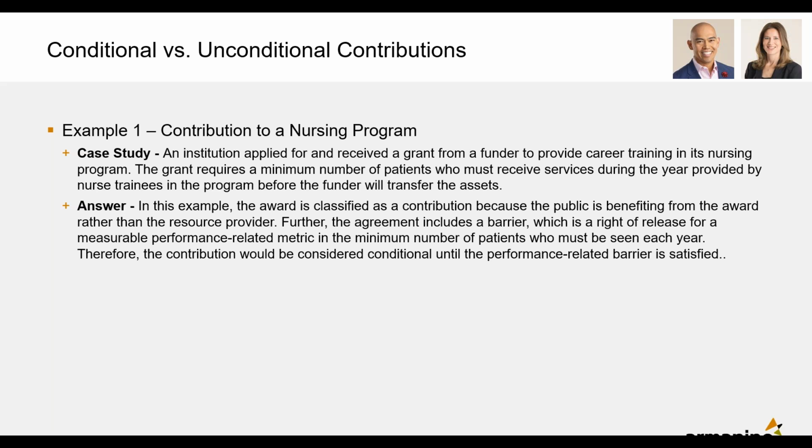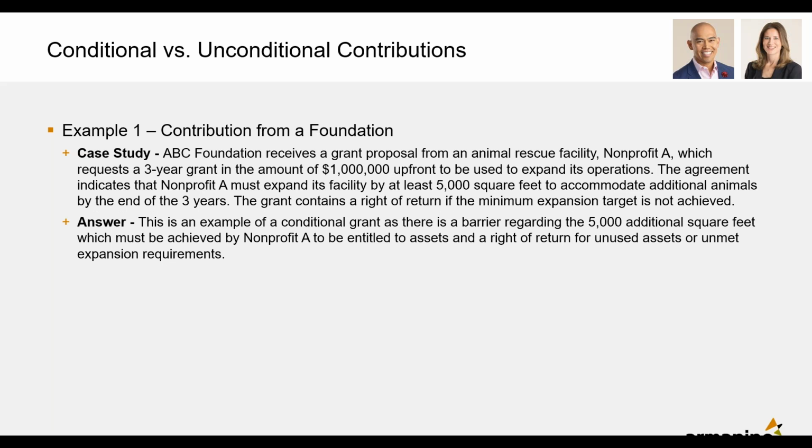Yeah, absolutely. So let's look at one more example here in conditional versus unconditional determination. This is a contribution from a foundation. The foundation receives a grant proposal from an animal rescue facility, nonprofit A. It's requesting a 3-year grant for $1 million up front to be used to expand its operation. The agreement indicates that the nonprofit must expand its facility by at least 5,000 square feet to accommodate additional animals at the end of this 3-year grant period. And it does have a right of return if the minimum expansion target is not achieved.